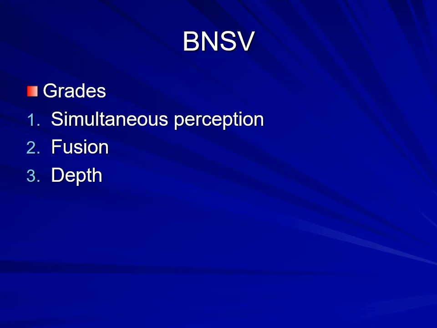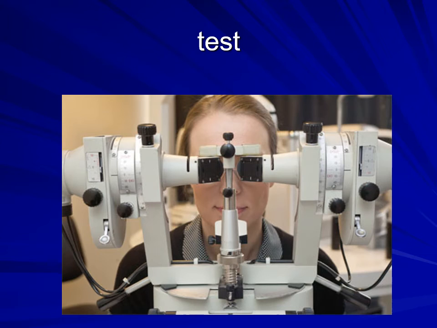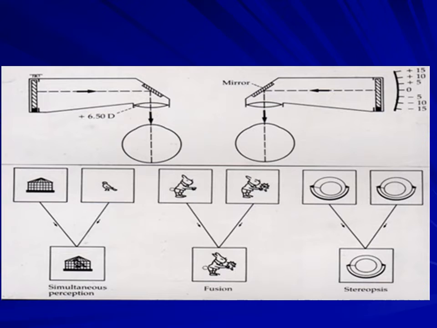Binocular single vision is graded into simultaneous perception, then fusion, then depth perception. To understand the different stages of binocular vision, we have this machine for testing binocular vision. It is called the synoptophore. The grades of binocular vision can be described well in examination by the synoptophore. In the first grade, we give the patient two different images, and they are seen simultaneously and perceived simultaneously if the patient is achieving the grade of simultaneous perception.